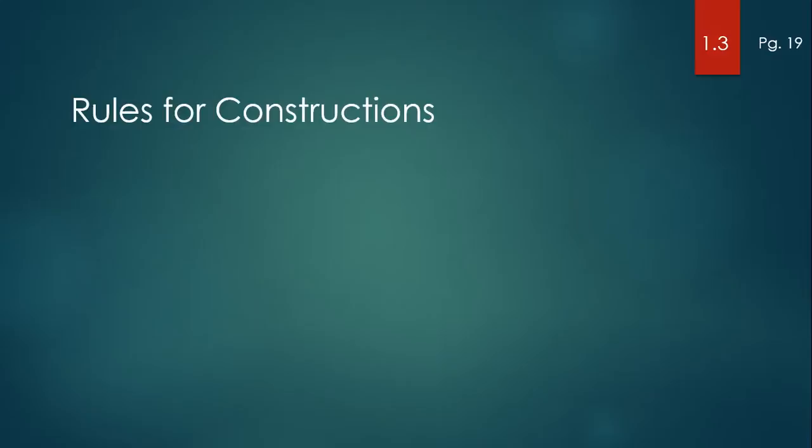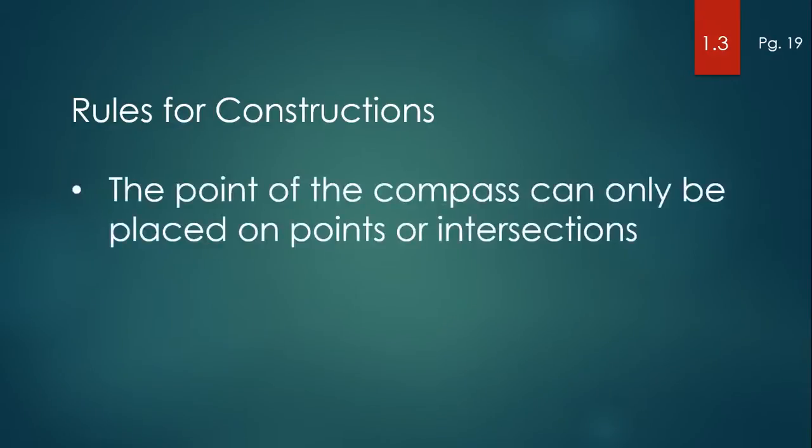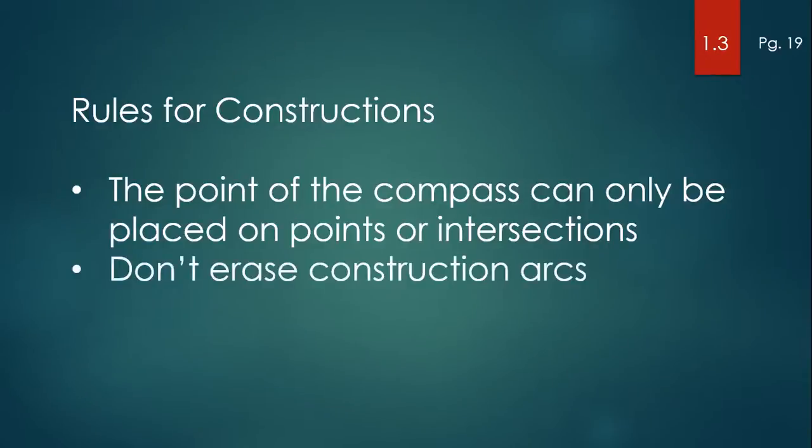Now there are some basic rules that we need to follow for constructions. First of all, when you're doing a construction, the point of the compass can only be placed on points or intersections in your construction. Secondly, as you're constructing, don't erase any of those arcs that you're making for your construction unless it's just an out-and-out mistake and you need to try again. Those arcs are telling the story of your construction. It's telling how you constructed.